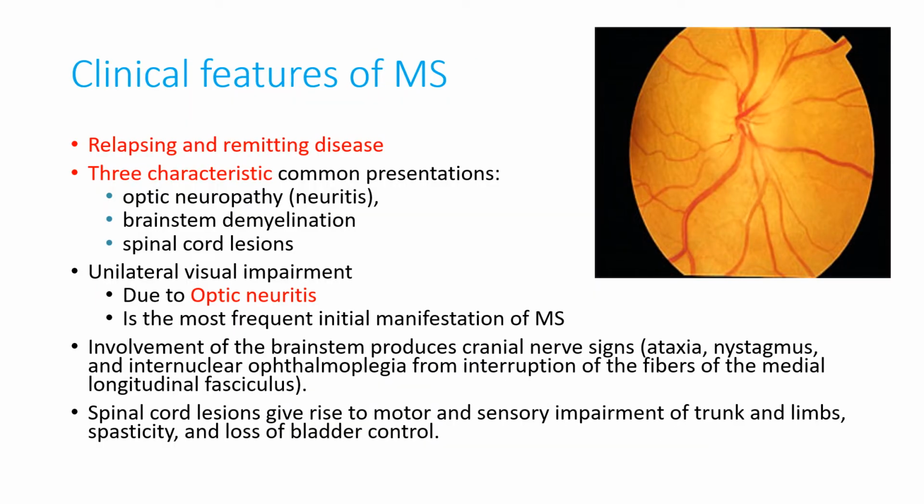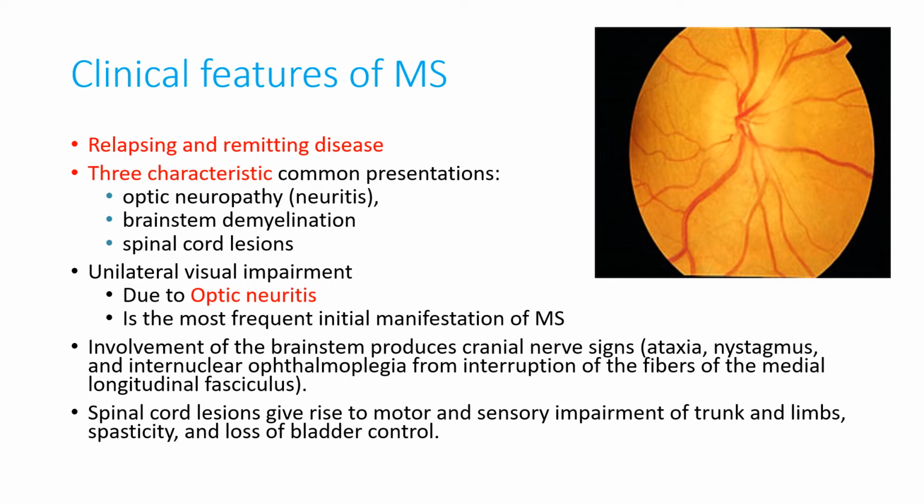MS is a relapsing and remitting disease. Although MS lesions can occur anywhere in the CNS, certain patterns of neurologic symptoms and signs are more common. Three characteristic common presentations are optic neuropathy or optic neuritis, brainstem demyelination, and spinal cord lesions. Unilateral visual impairment due to involvement of the optic nerve is a frequent initial manifestation of MS.